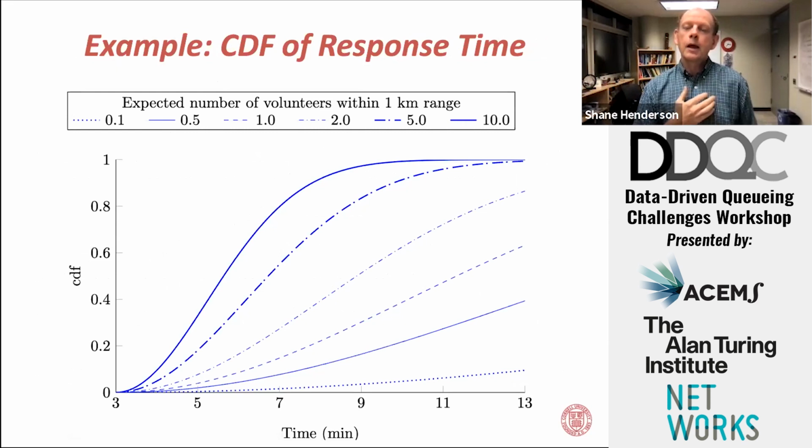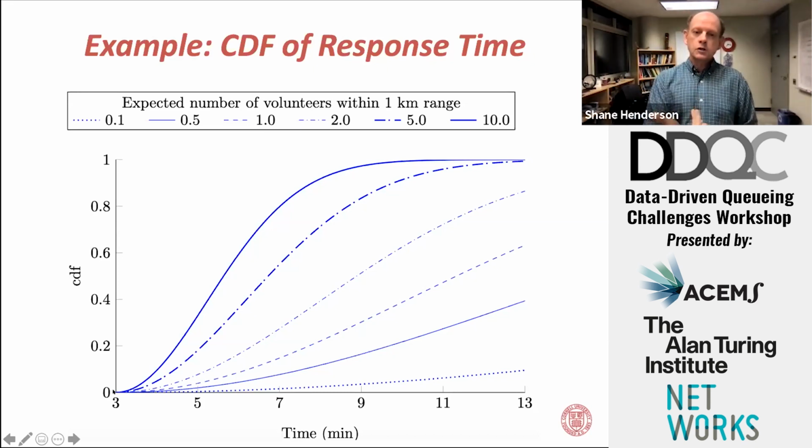So when you're looking at these curves, we've got response time on the horizontal axis, and we've got the cumulative distribution function on the vertical. And what's happening here is we're just plotting different curves, assuming different densities of volunteers. And you notice that all of these curves are anchored at the left-hand side at 3 minutes.